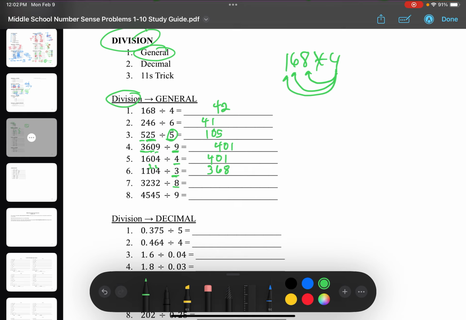This one over here is a very common one. How many times does 8 go into 3? None. 8 into 32, that's 4. 8 into 0, that doesn't go in at all, so that's a 0. 8 into 32, that is a 4. So 404. Similar on this one. 9 into 4, nope. 9 into 45, yes, that's a 5. 9 into this 0, nope, that's a 0. But 9 into 45, that's a 5.